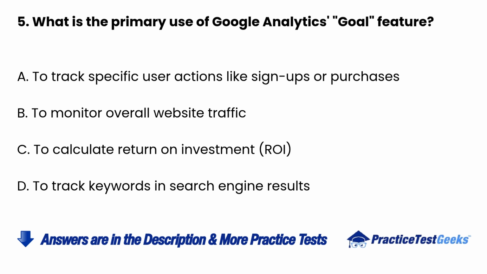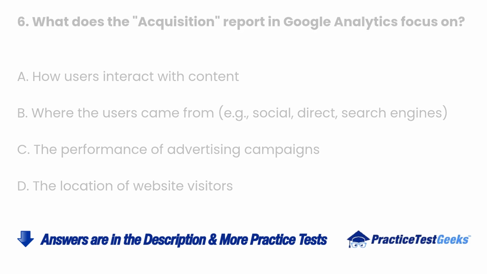5. What is the primary use of Google Analytics goal feature? A. To track specific user actions like signups or purchases. B. To monitor overall website traffic. C. To calculate return on investment, ROI. D. To track keywords in search engine results.